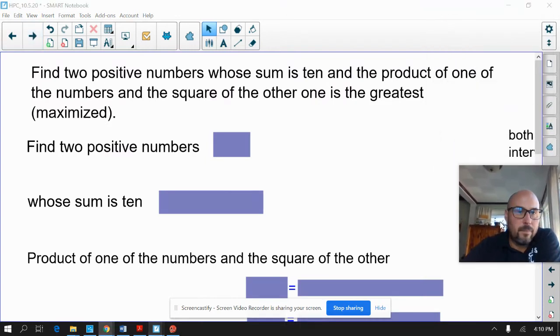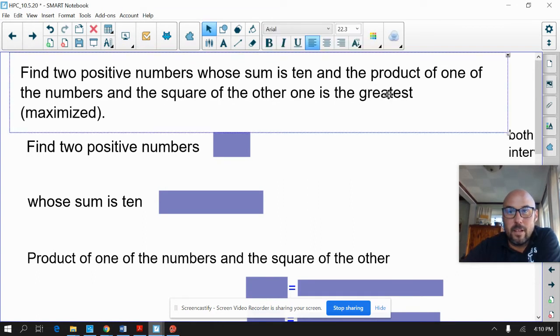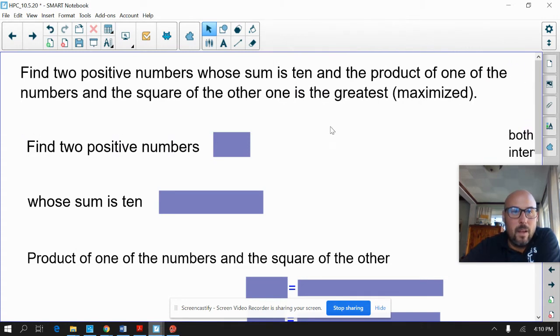So this one: find two positive numbers whose sum is 10, and the product of one of the numbers and the square of the other is the greatest. That's a lot of words, and it takes me a few times to read this before I understand even what is being asked. So break it down. Find two positive numbers. That's what you're finding. That's going to be your answer. You need to find two positive numbers.